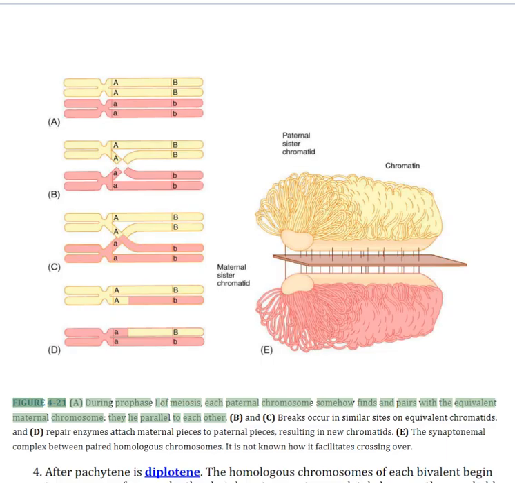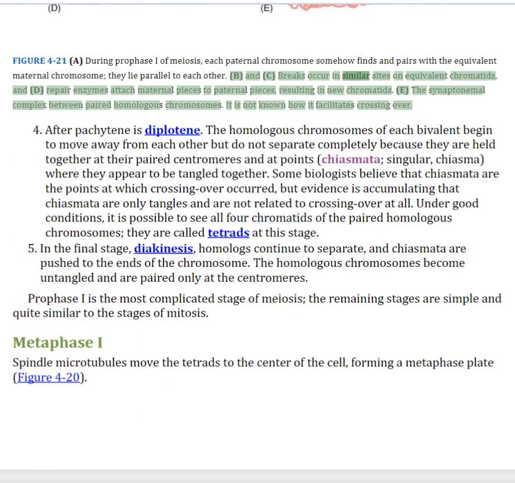Figure 4.21: During prophase I of meiosis, each paternal chromosome somehow finds and pairs with the equivalent maternal chromosome. They lie parallel to each other, and breaks occur in similar sites on equivalent chromatids, and repair enzymes attach maternal pieces to paternal pieces, resulting in new chromatids. The synaptonemal complex lies between paired homologous chromosomes. It is not known how it facilitates crossing over.